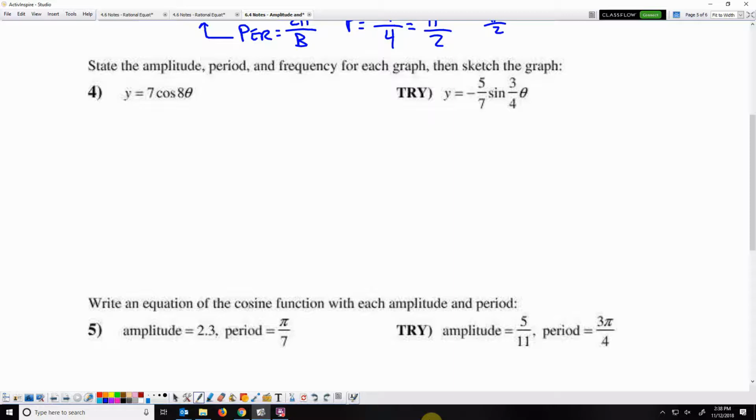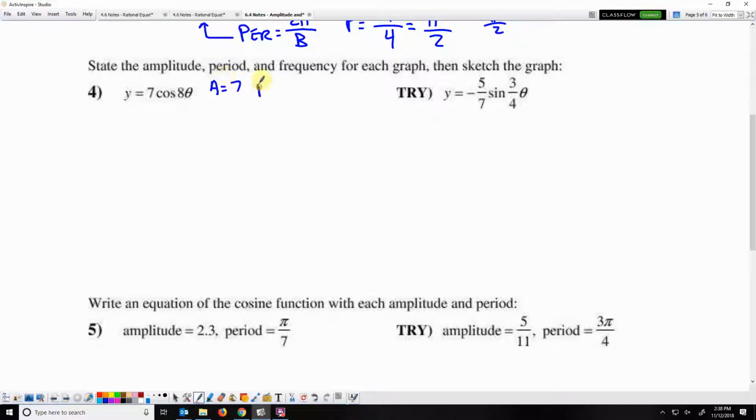So we'll continue talking about graphs of sine and cosine functions. Here we are asked to state the amplitude, period, frequency, and sketch a graph. Okay, so the amplitude comes from right here. So the amplitude is 7.